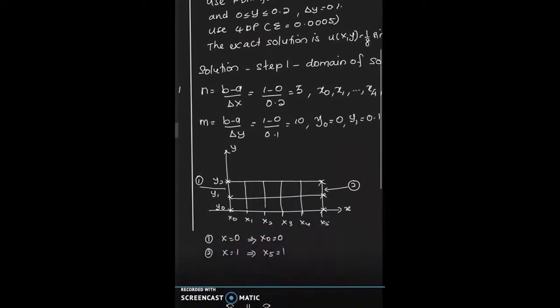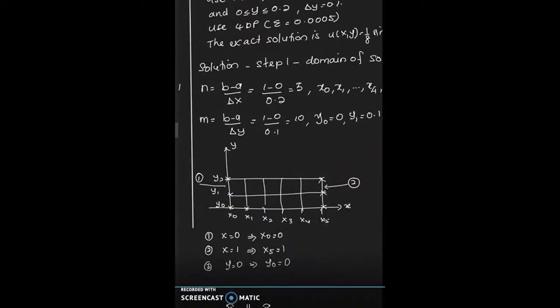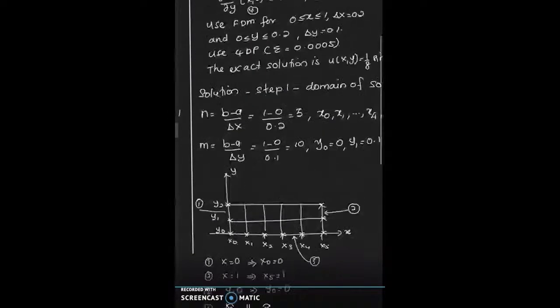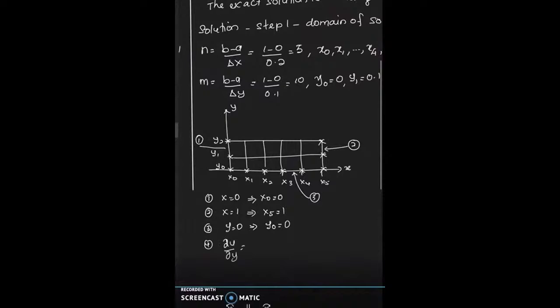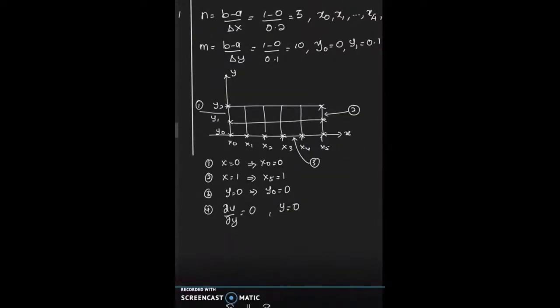So you have all the values at the boundary: u00, u10, u20, u30, u40, u50, u51, and u52. All the points at the boundary are given. Now your job is to get the points inside the boundary. What are they? u11, u21, u31, u41, u12, u22, u32, u42. This is what you need to find.